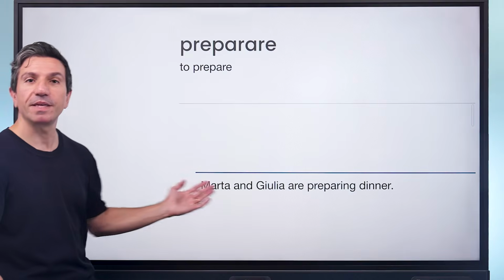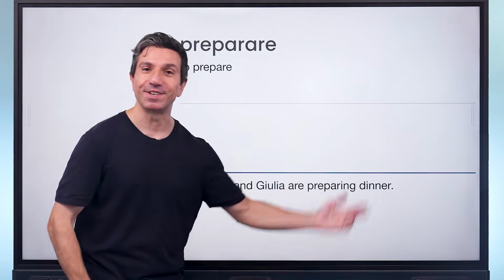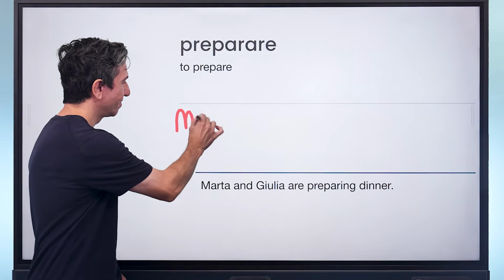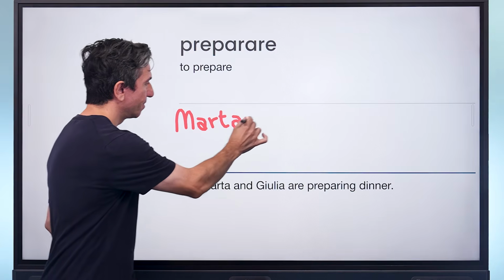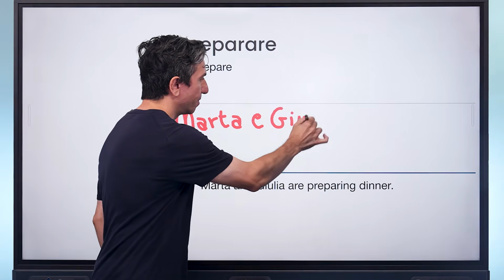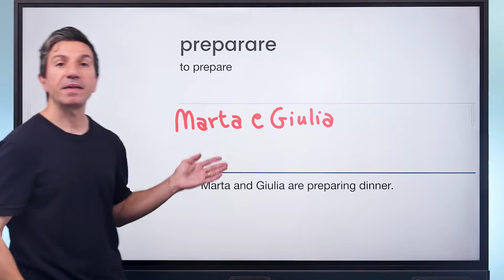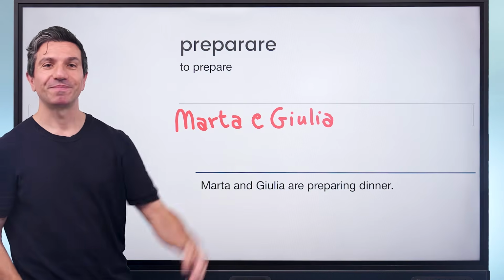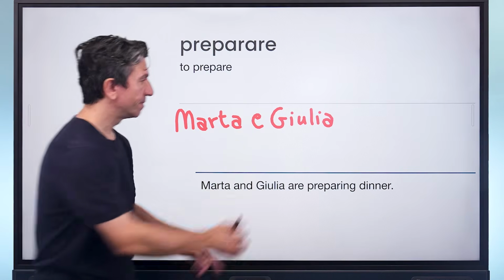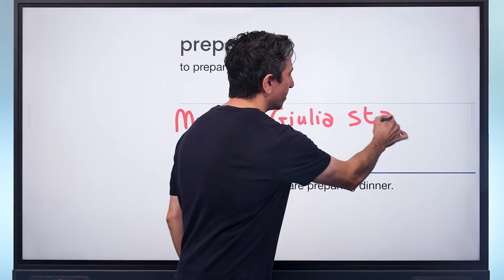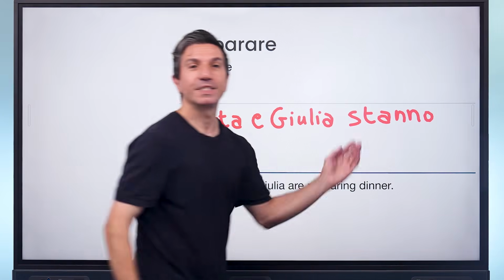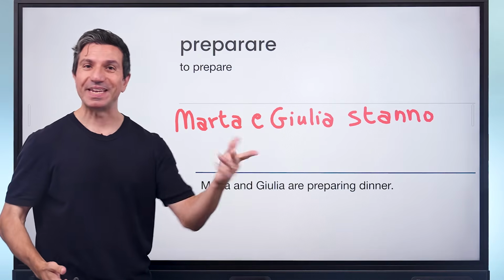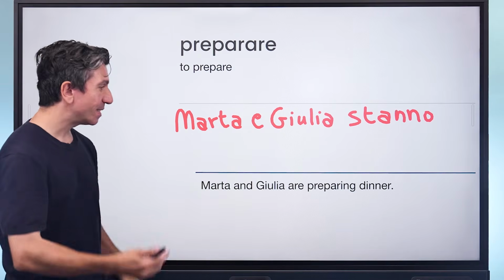Translate: Marta and Giulia are preparing dinner into Italian. Marta e Giulia, the subject, meaning Marta and Giulia, followed by stanno, the present tense of stare, for loro, meaning they are. Next.